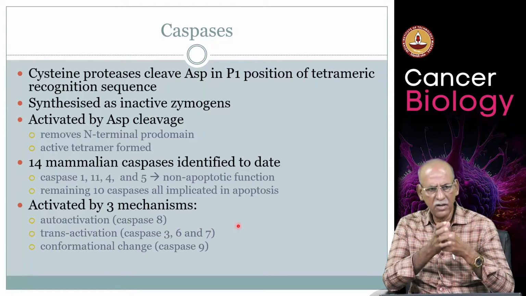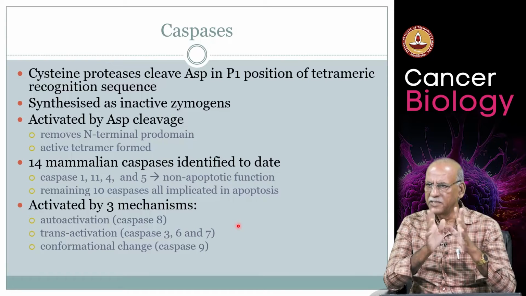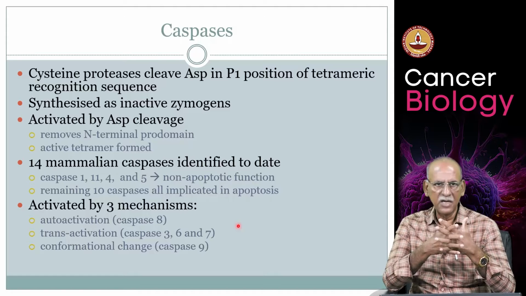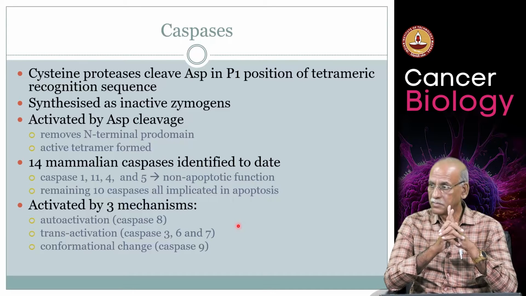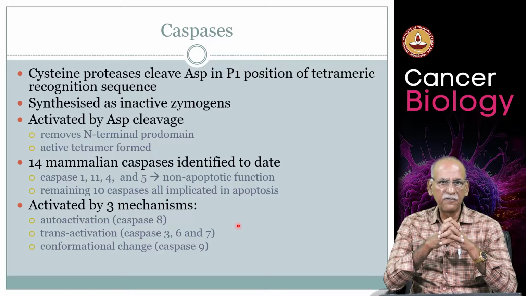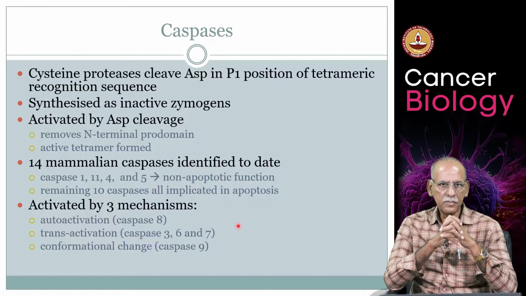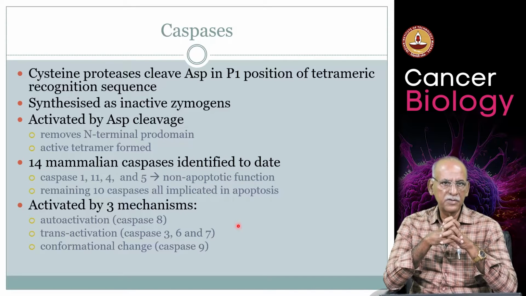As usual in biology, you have so many subtypes, and caspase does not mean it is involved in apoptosis. There are a number of caspases, as many as 14 mammalian caspases have been identified. Not all of them are involved in apoptosis, but many of them are. Caspases 11, 1, 4 and 5 are non-apoptotic. They are not participating in apoptosis. About 10 caspases are implicated in apoptosis.